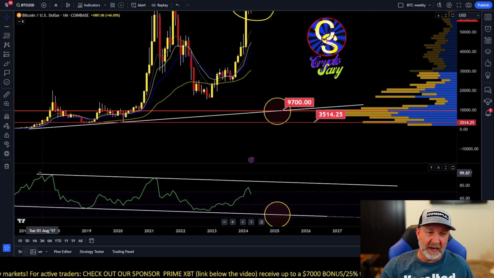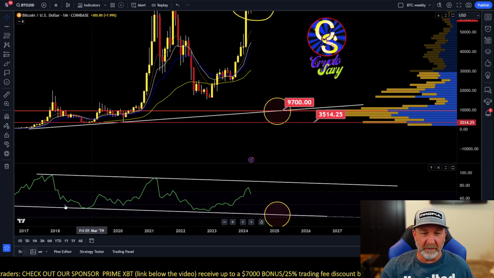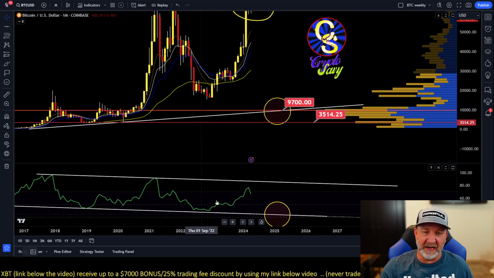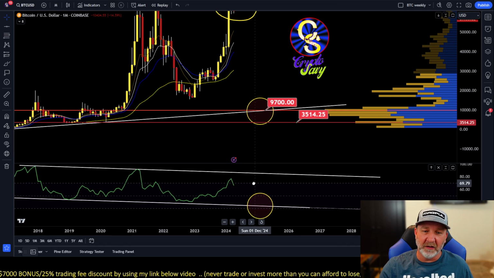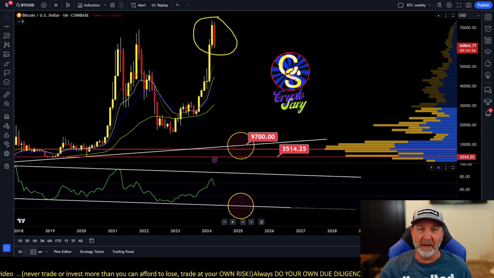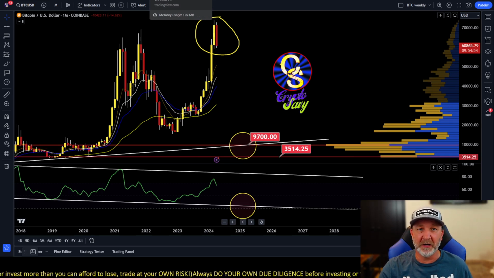35.14. Now, as you can see in the RSI right here, we had a touch at the top, touch at the bottom, touch at the top. Did not touch here. It did not touch the bottom of the RSI here. So I do believe we could come down and touch that before touching the top of this. So be careful. I'm seeing some very bearish stuff here.